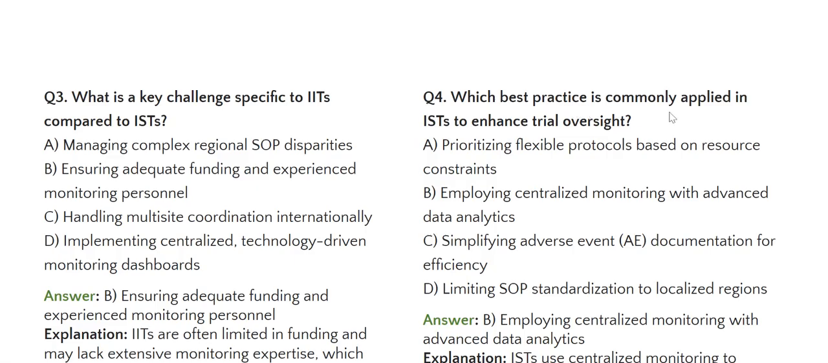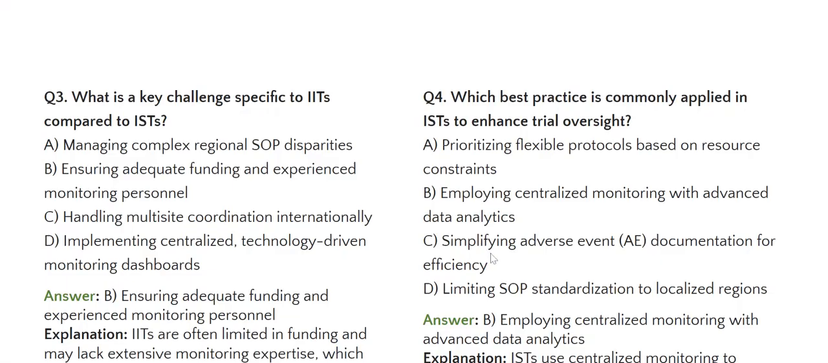Which best practice is commonly applied in ISTs, the industry-sponsored trials, to enhance trial oversight? Is it A, prioritizing flexible protocols based on resource constraints? B, employing centralized monitoring with advanced data analytics? C, simplifying adverse event documentation for efficiency? Or D, limiting SOP standardization to localized regions?